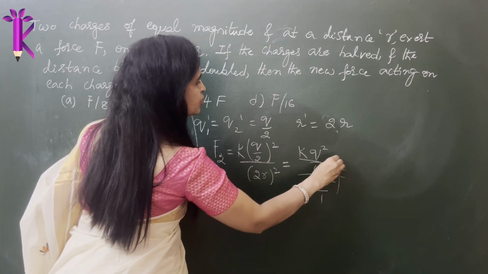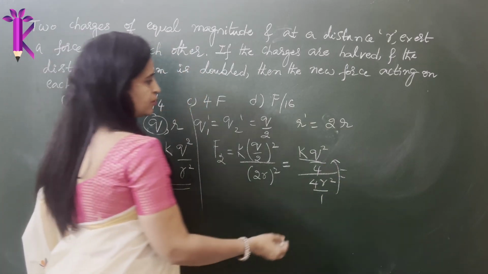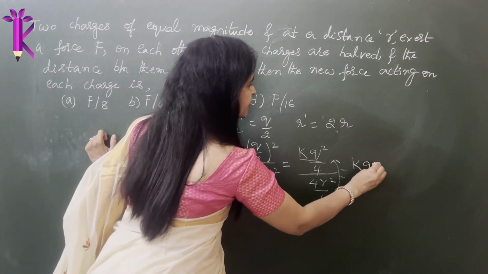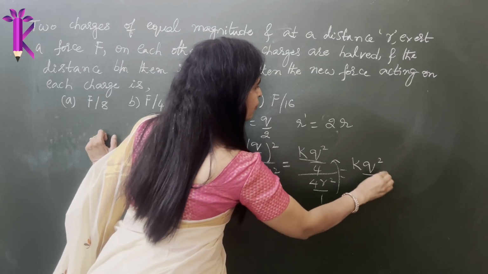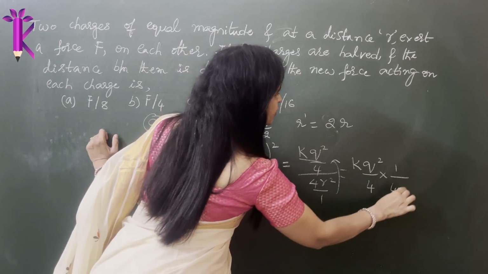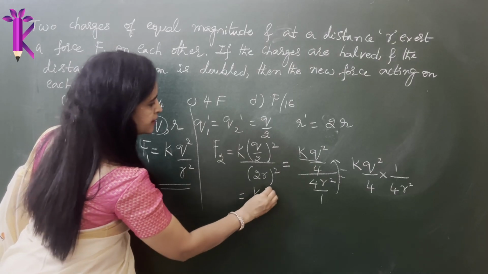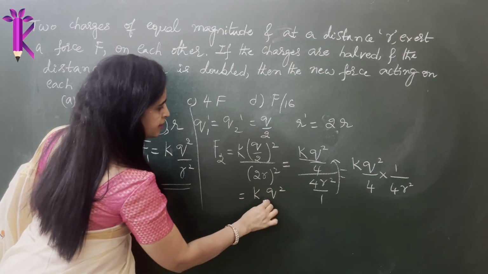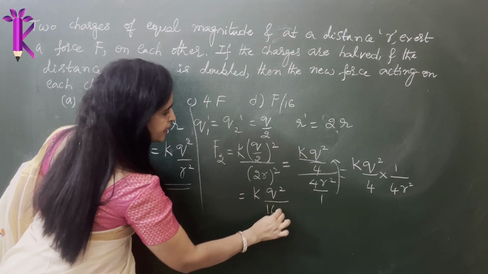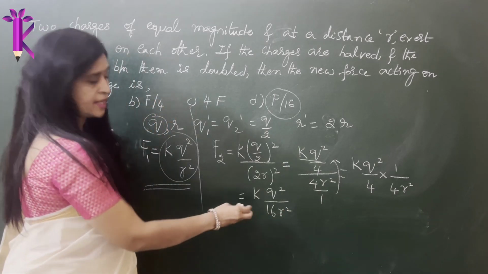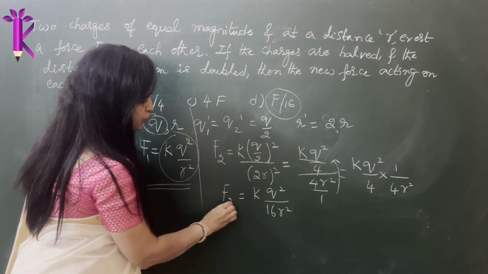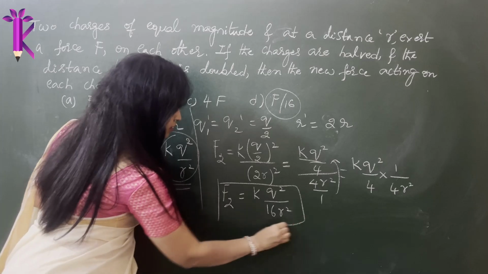So this will be K Q square divided by 4, whole divided by 4r square. If this goes to the numerator, it gets inverted. So this will be K Q square divided by 4 into 1 divided by 4r square. So what will that be? That is nothing but K Q square divided by 16r square. So this is equal to F2.